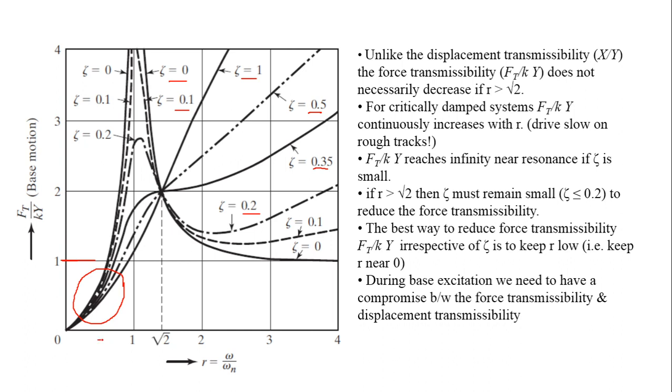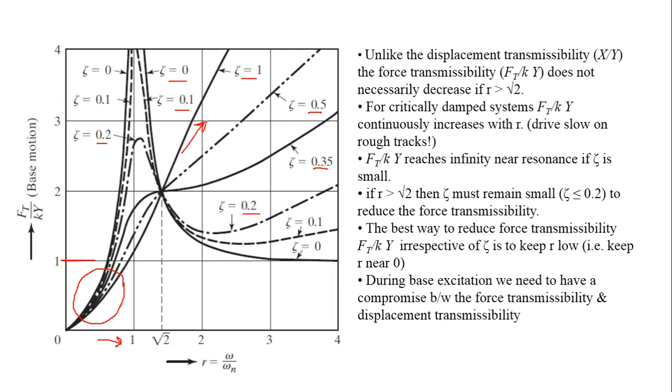As you approach the value of r equals 1, that is the resonance, you can see that there are some peaks observed, and these peaks are only for the underdamped cases. So for the critical system there is no peak, but you can also see that for the critical system, as you increase r, the transmissibility of force always increases. It never goes down, it always increases for the critical system.